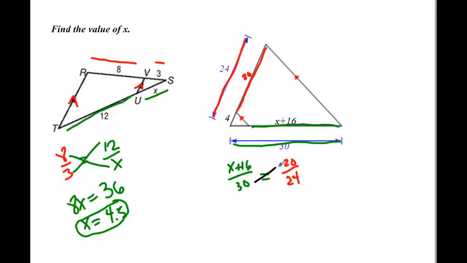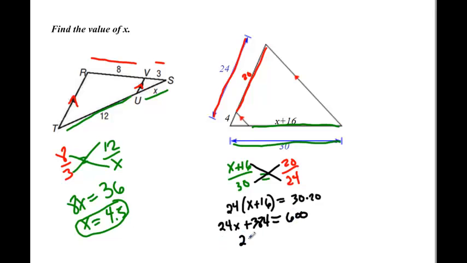All right, let's check out our cross multiply. Taking 24 and multiplying by the whole quantity, x plus 16, set equal to 30 times 20. Distribute: 24x plus 24 times 16 is 384. And that equals, over here, 600 in the product. Subtracting 384 will leave me 24x, and I'll bring that 600 down to 216. And our final step is dividing by 24. 216 divided by 24 gives me 9. So x is 9. Whew, that one was tricky.